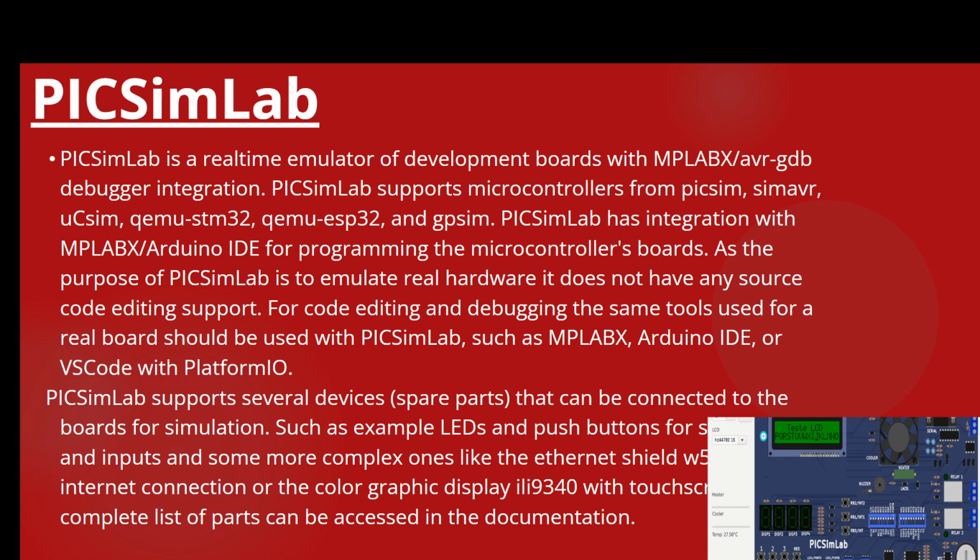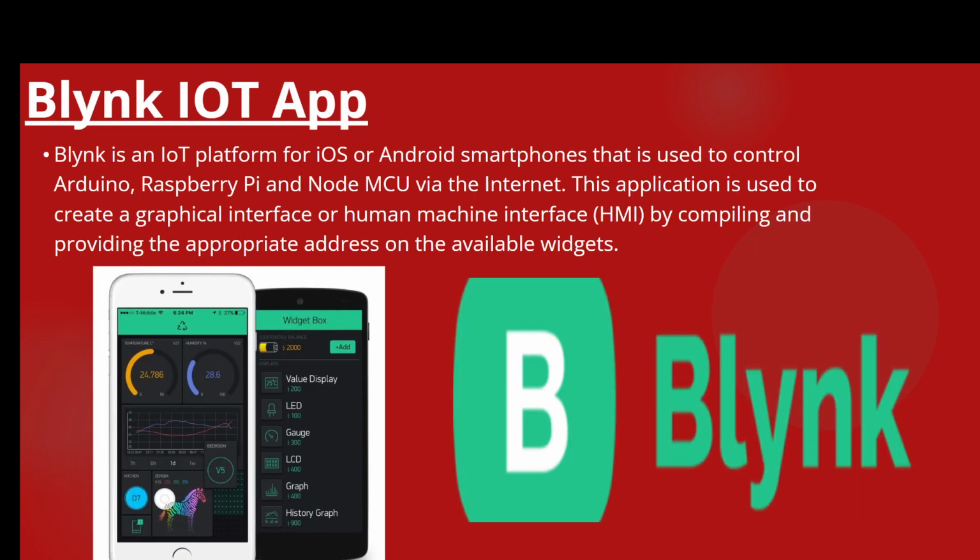As the purpose of the PICSIM Lab is to emulate real hardware, it does not have any source code writing support. For code writing and debugging, the same tool used for a real board should be used with PICSIM Lab, such as MPLABX, Arduino IDE or VS Code and PlatformIO. PICSIM Lab supports several devices that can be connected to the boards for simulation, such as LEDs and push buttons for inputs, and some complex ones like the Ethernet shield, internet connection, color graphic display, and touchscreen. The complete list of parts is in the documentation.